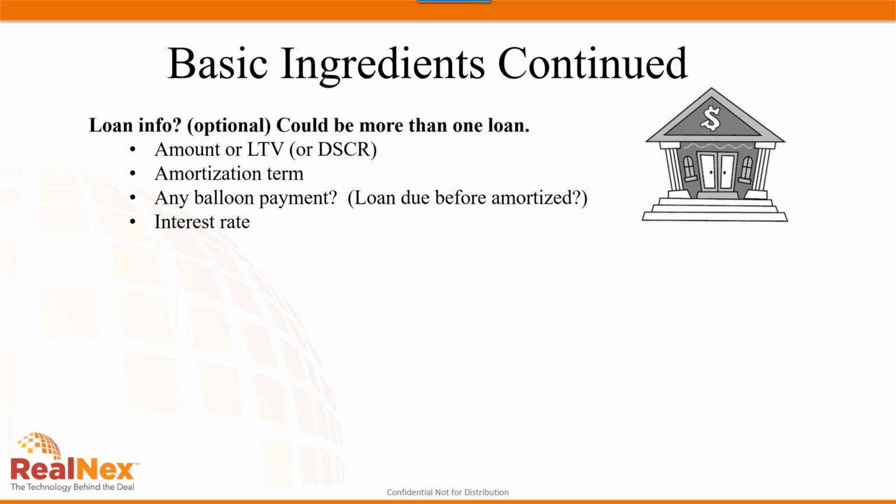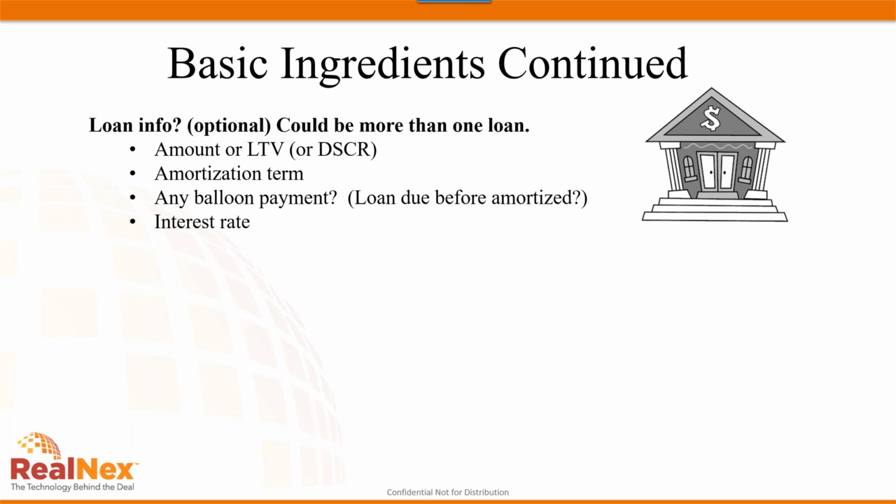Putting in the loan information just involves putting in either the dollar amount or a loan to value ratio or a debt service coverage ratio that the lender is requiring. They may say the debt service coverage ratio has to be at least 1.2 or 1.4. And so that would tend to determine the loan amount. A lot of times it's either a maximum loan to value ratio or some minimum debt service coverage ratio that the lender is requiring. And then, of course, the amortization term for the loan.